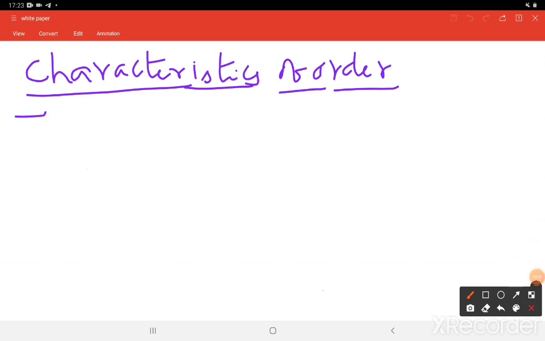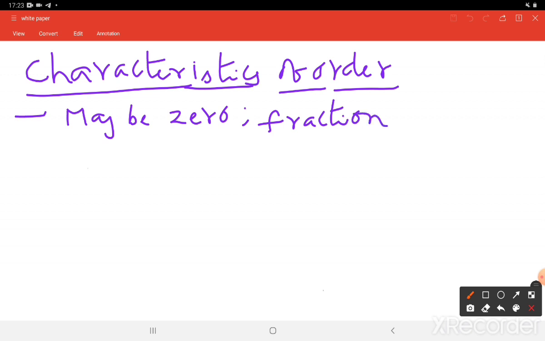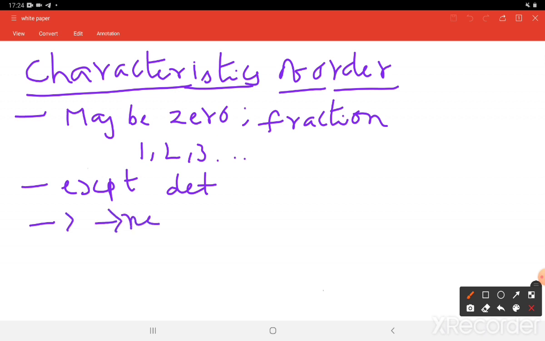Let us see what are the characteristics of order of reaction. Order may be 0 sometimes, sometimes it may be a fraction, and it may be 1, 2, 3. Such values are all possible for order of reaction. And this is an experimentally determined quantity. Sometimes order may be negative also.